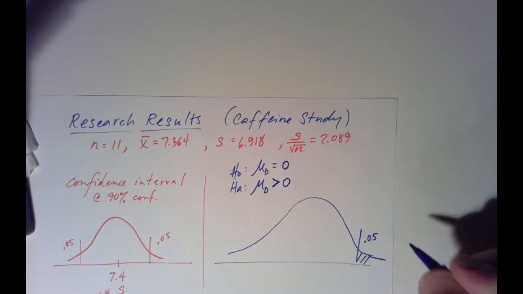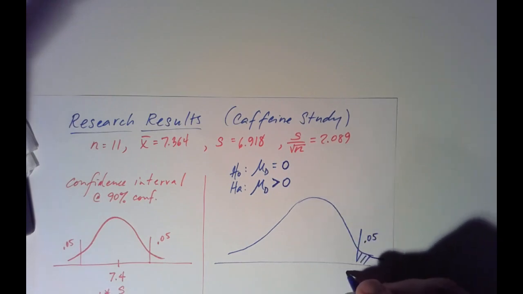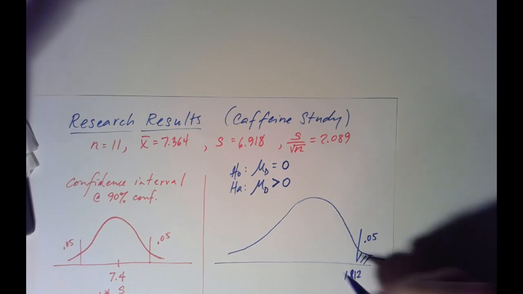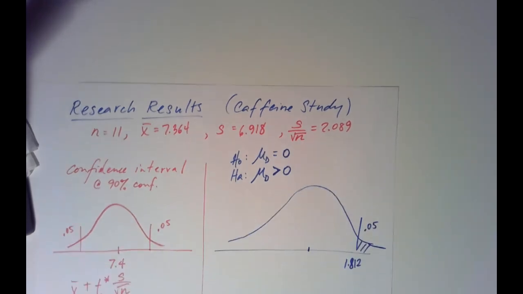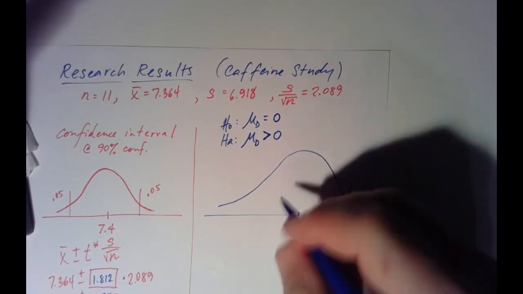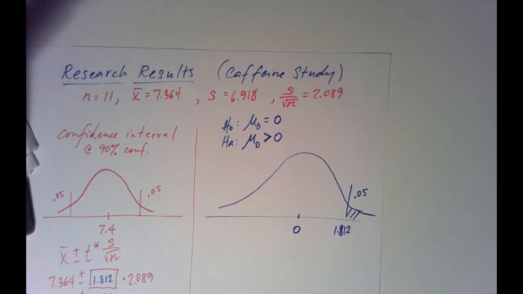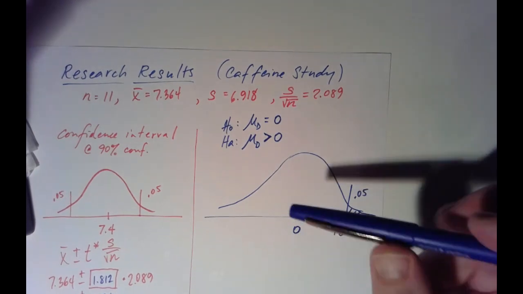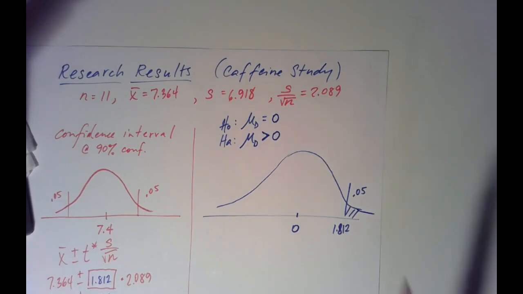So we know that critical value already. That critical value is 1.812. And what do I put in the middle here? I don't put the sample mean. I put our hypothetical mean here. That is, if the null hypothesis is true, we have this picture. And then our research is going to land here.